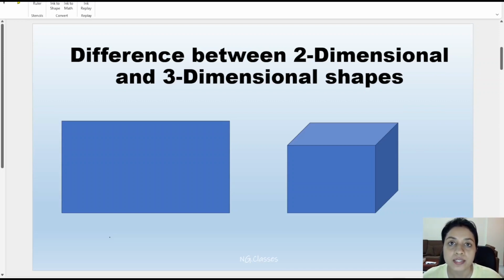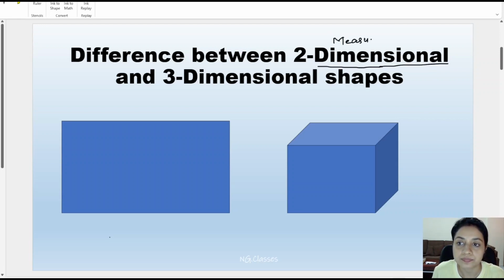Now, before starting the detailed explanation about three-dimensional shapes, let's understand the difference between two-dimensional shapes and three-dimensional shapes. Two-dimensional shapes, as the name suggests, are shapes having two dimensions. Here, dimension means measurements. So any shape having two measurements, length and breadth, is known as a two-dimensional shape, whereas three-dimensional shapes must have three measurements: length, breadth and height.